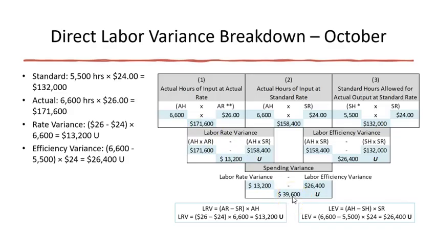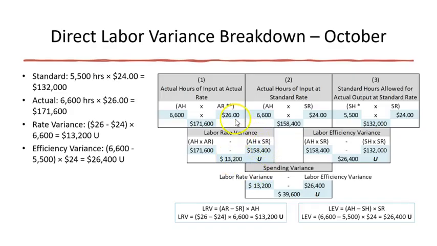But we want to break that down into these two subcomponents of labor rate, the price portion, and labor efficiency, the quantity portion. So let's do this as well. We're basically taking the entire amount that was paid for actual labor and subtracting that from the same actual hours, but if they had paid the standard rate of $24. So $171,600 minus $158,400 is $13,200, and that's unfavorable.